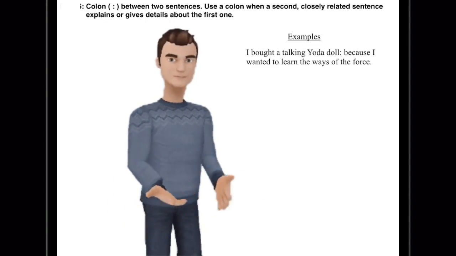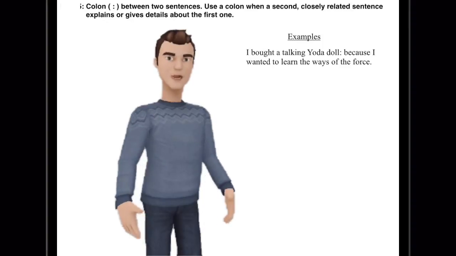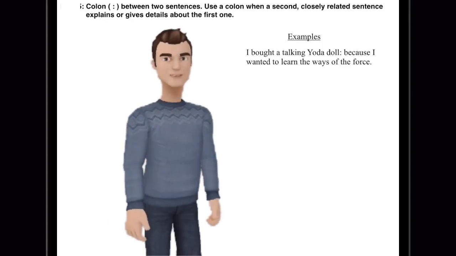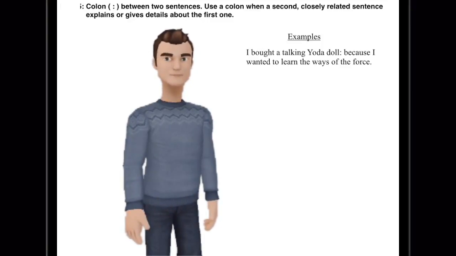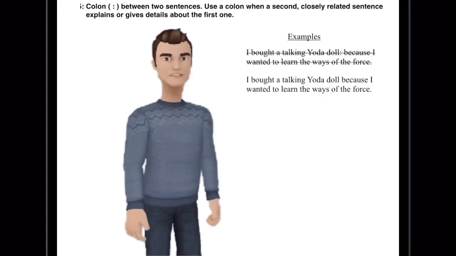ways of the Force." Now the problem with this is that you cannot have a colon used with an independent clause on one side and a dependent clause on the other side. So that one's not going to work. In order to make that sentence work, we just need to get rid of the colon.